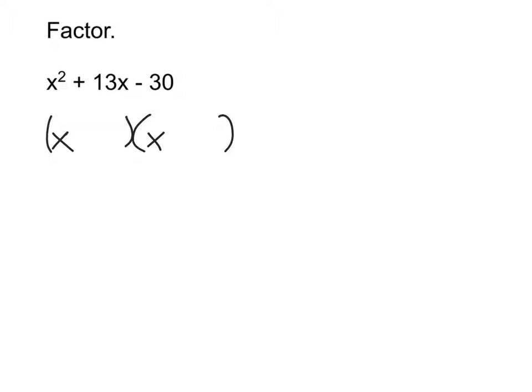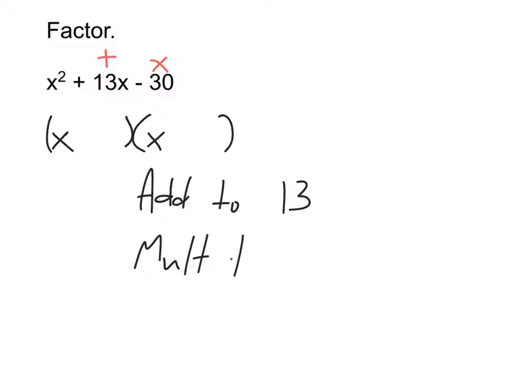So, how do I use that rule? Well, I need to find out what are 2 numbers that add to this middle number and multiply to this last number. So, in this particular case, that specifically means what 2 numbers add to 13 and multiply to a negative 30. 3 and 10.